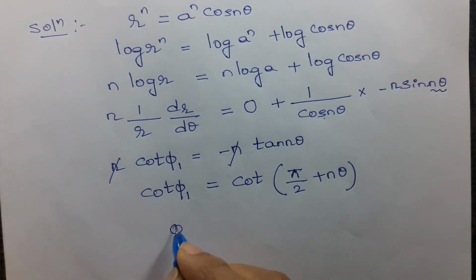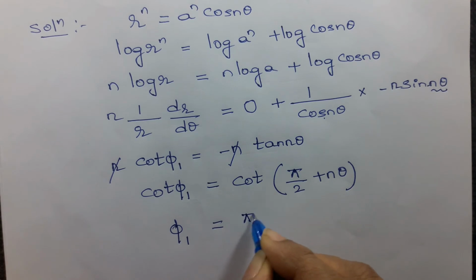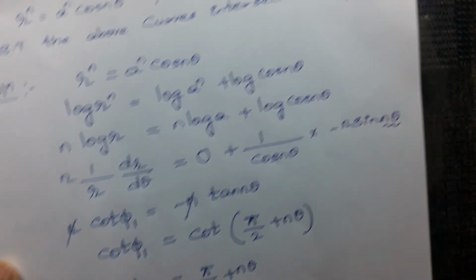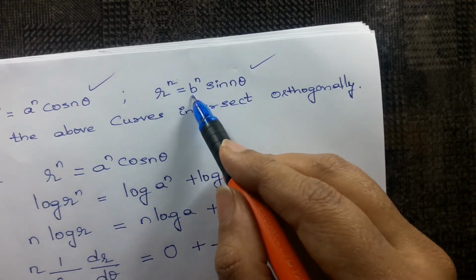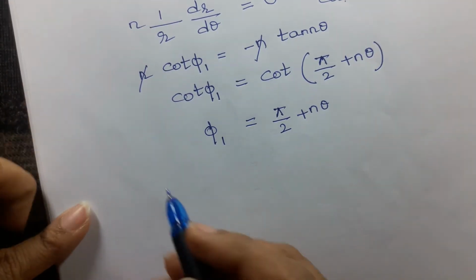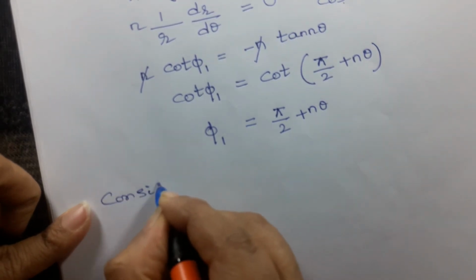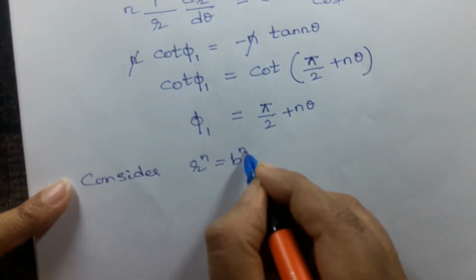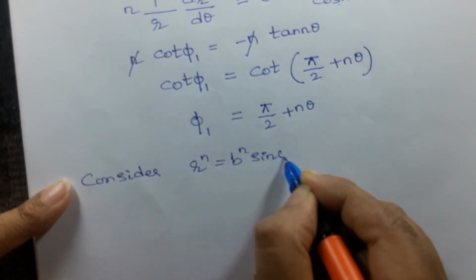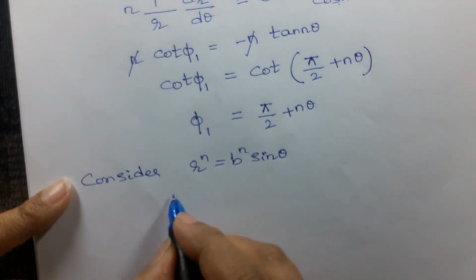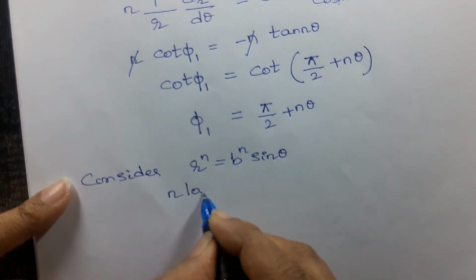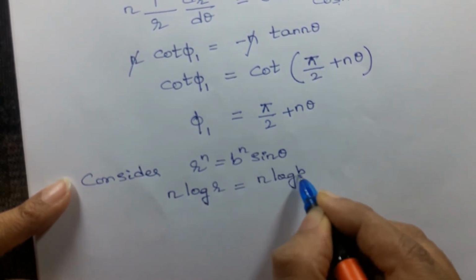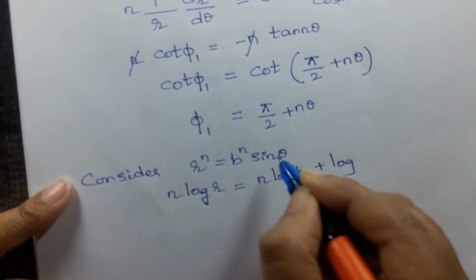So what is phi 1? Phi 1 is pi by 2 plus n theta. I got phi 1. Similarly, I will consider one more curve, r power n is equal to b power n sin n theta. I will follow the same procedure. Again, if you take log on both the sides, it is n log r equals n log b plus log of sin n theta.